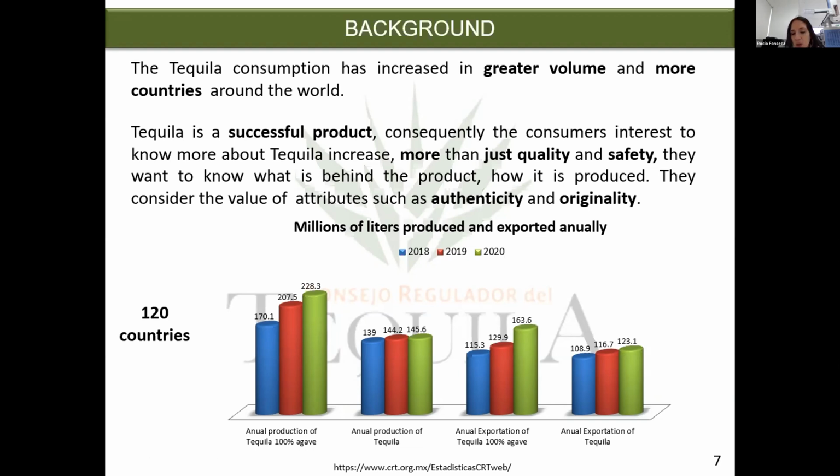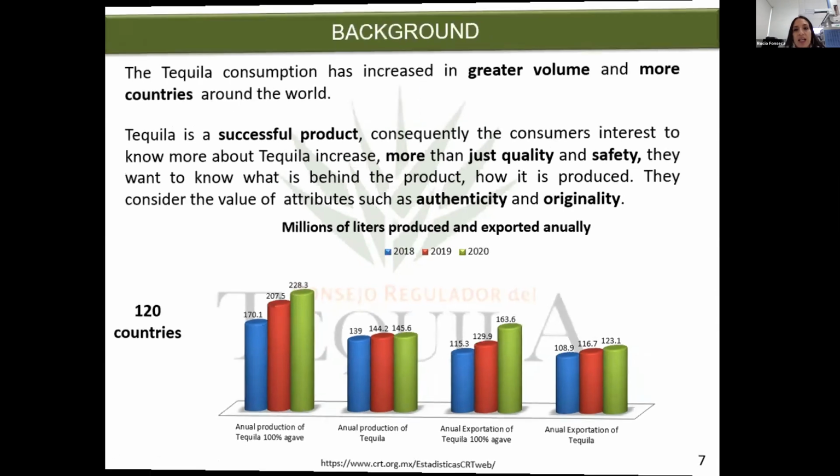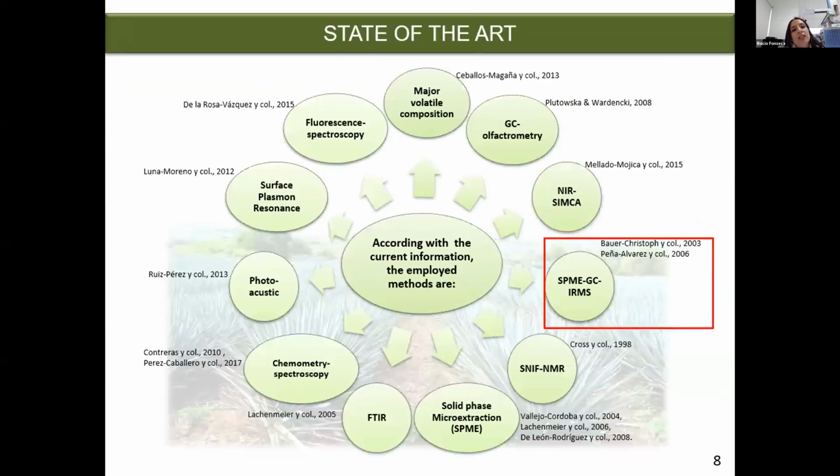we did some research about the authenticity issues in tequila, and we found many analytical techniques that are used in the authenticity of tequila. But we found the best technique is solid phase microextraction gas chromatography isotope ratio mass spectrometry.